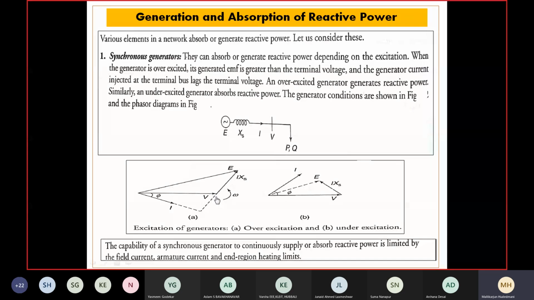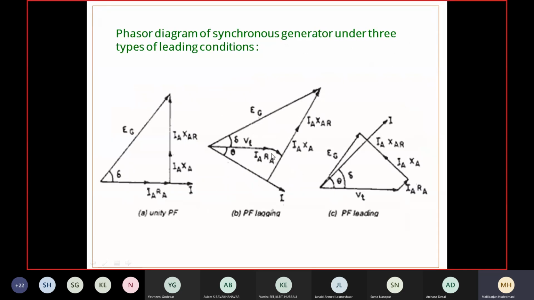In the earlier case resistance was ignored, so here it is considered. Then I will have, at the tip of the vector VT or VL, IaRa which is parallel to the current axis, and perpendicular to that IaXa, because it is inductive, which is perpendicular to the current. So it is representing the total voltage, and here you find an interesting fact: the power angle delta. Delta is the angle between the terminal voltage and the internal voltage of the synchronous generator.